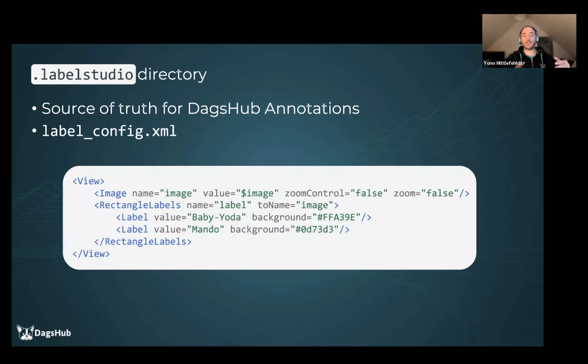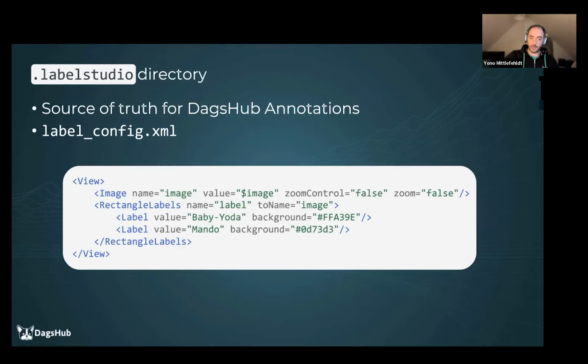This is basically telling Label Studio what kind of data it can expect. So in this case, an image, and what kind of labels or what kind of annotations should be associated with this data. In this case, rectangular labels, so bounding boxes. And you can see that the choices for what a bounding box might be is either Baby Yoda or Mando. Additionally, it has the color choices for the user interface. So this label config is the schema of the label and it only appears once in that .label studio directory.